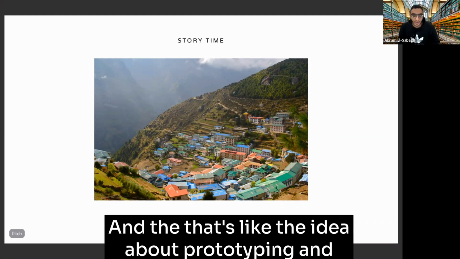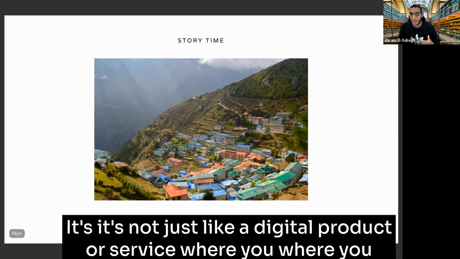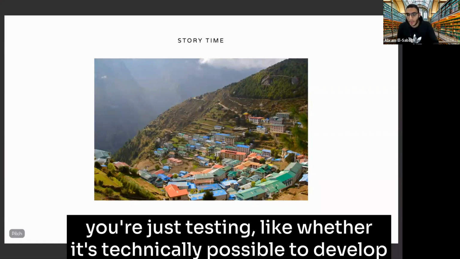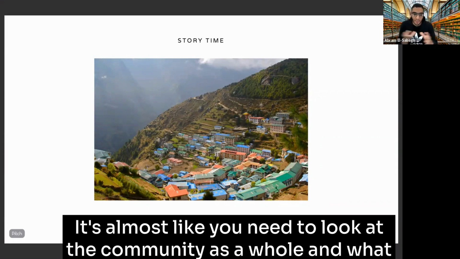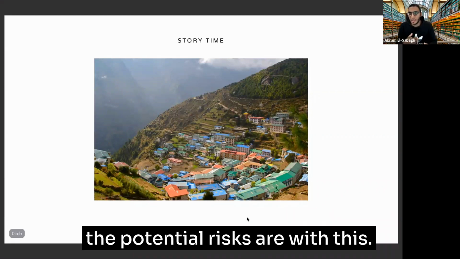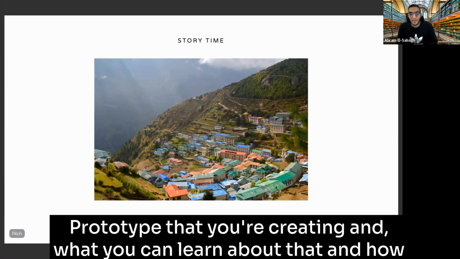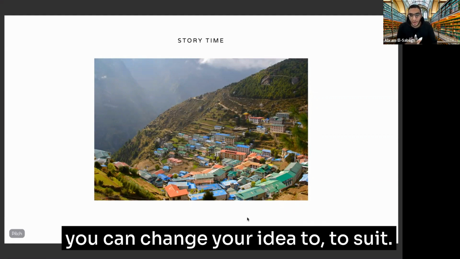That's the idea about prototyping in complex systems. It's not just like a digital product or service where you're testing whether it's technically possible to develop the solution or whether people understand how to use it. You need to look at the community as a whole and what the potential risks are with the prototype you're creating, what you can learn from that, and how you can change your idea to suit.